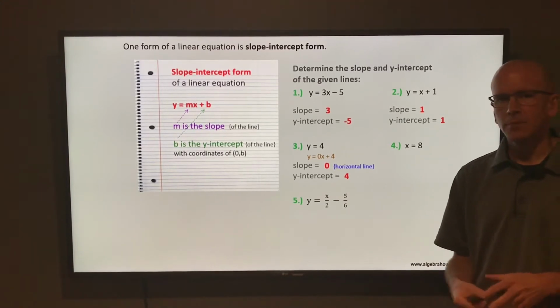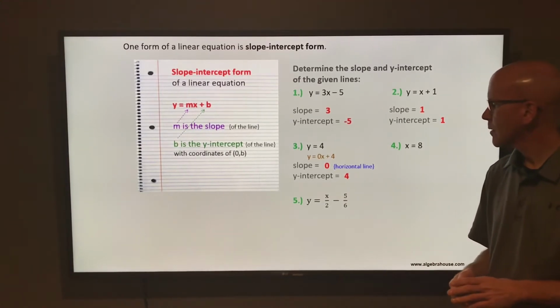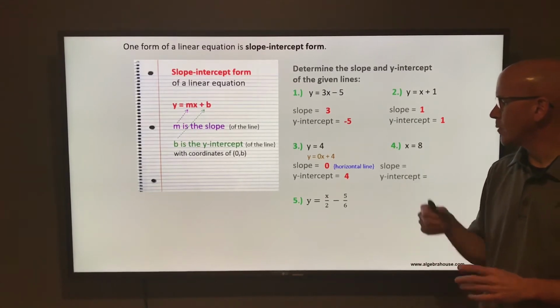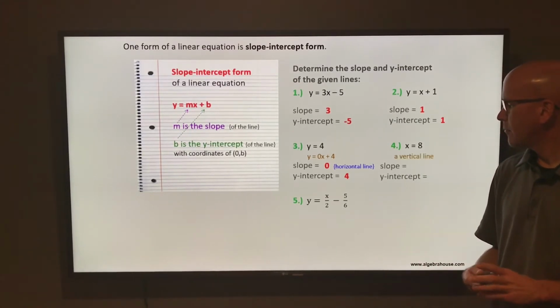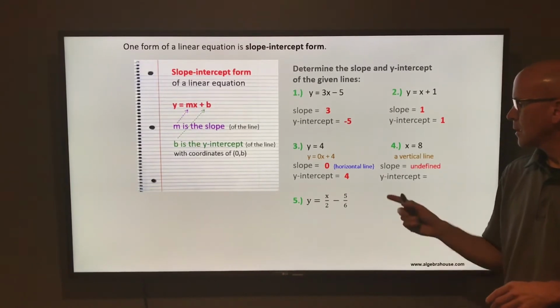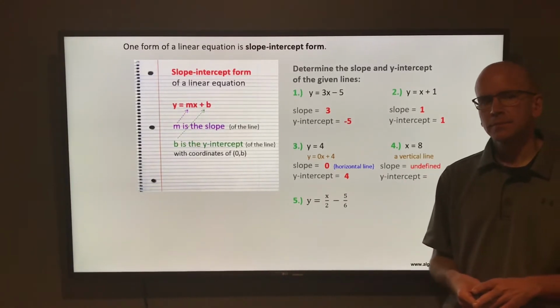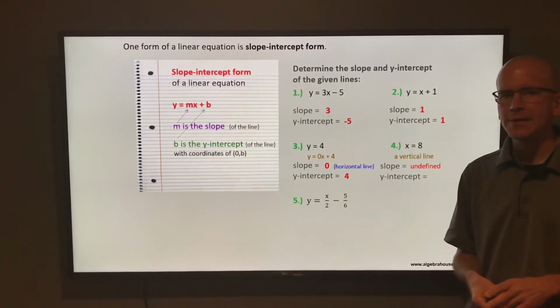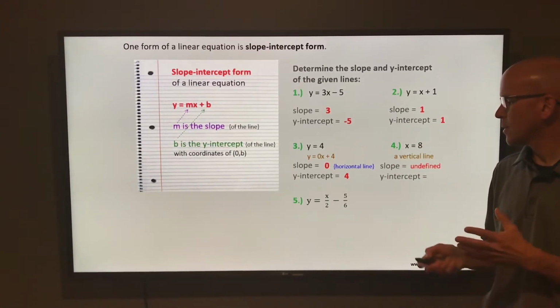X equals 8. There's no y there. For x equals 8, that's a vertical line. A vertical line will have a slope that is undefined. And the y-intercept on this, if it's a vertical line going through 8 on the x-axis, there is no y-intercept.